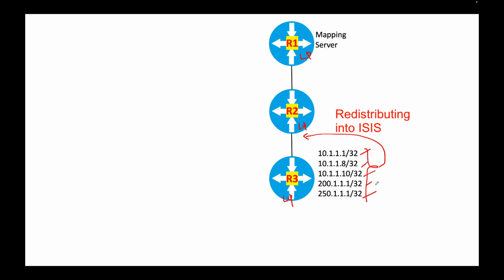We have configured R1 as a mapping server, and once R1 advertises the index values on behalf of these prefixes, R1 will propagate those entries into the ISIS, and ISIS will spread those entries on the other routers in the network.